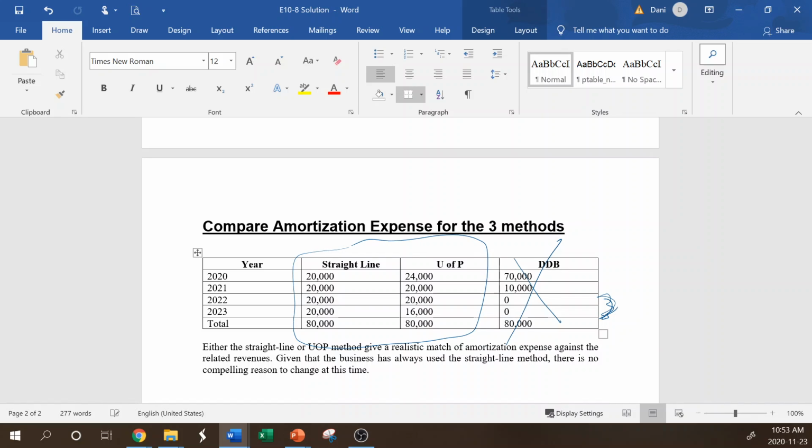Whereas straight line and units of production, these would both be okay because we can see that they're fairly similar. At the end of the years, we're at the 80 and they're pretty close each year. So either of the methods would be okay for this truck because it seems to be matching the expenses with the revenue and the benefits of its life over these years. Okay, so that is an example for the methods of amortization and comparing them to each other.